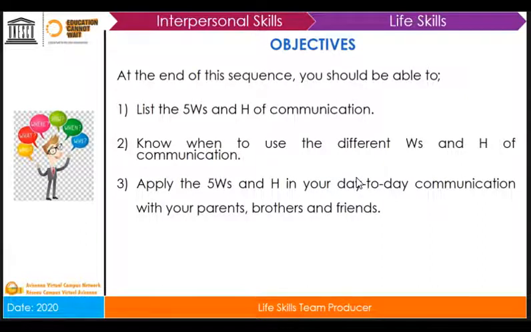Therefore, dear learner, at the end of this sequence, you should be able to: 1. List the 5 W's and H of communication. 2. Know when to use the different W's and H of communication. And 3. Apply the 5 W's and H in your day-to-day communication with your parents, brothers, and friends.